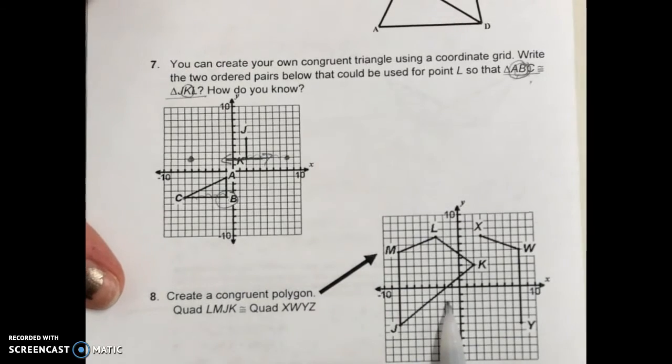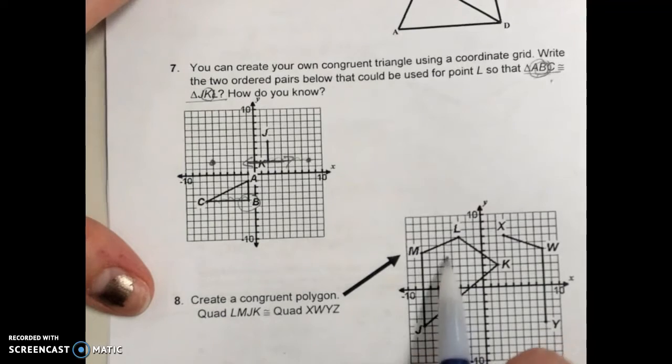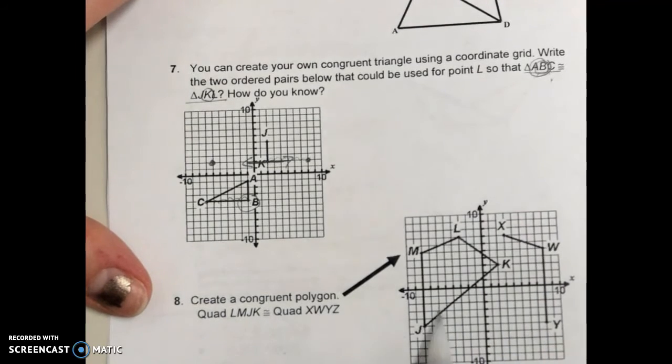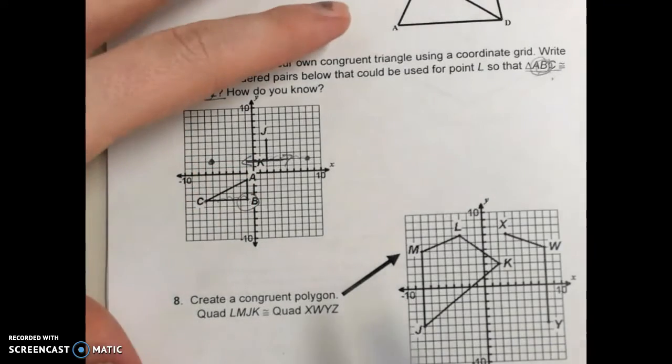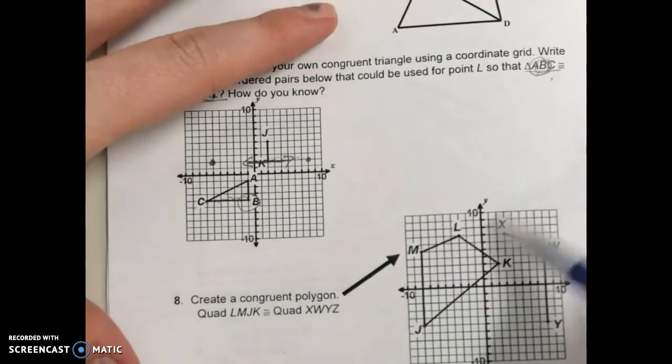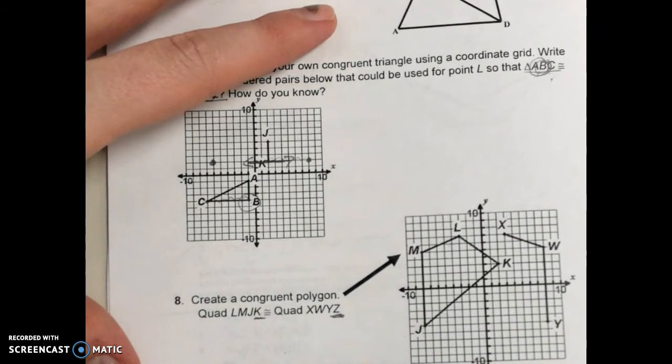When I'm making my congruent triangles here, remember you can always use patty paper. You could trace this on patty paper and then make this so you could find the point. Or you can use your slopes. So the point that I don't have is point Z. So that's the same as point K.